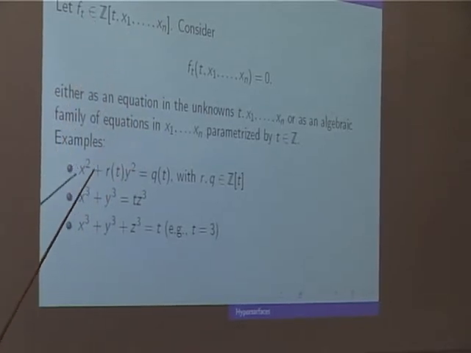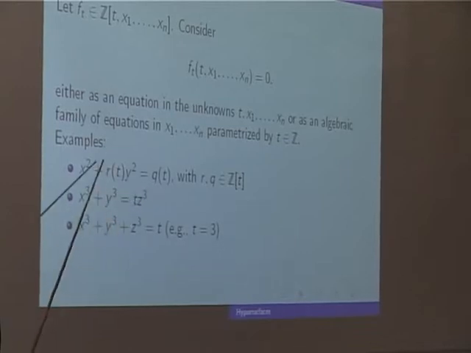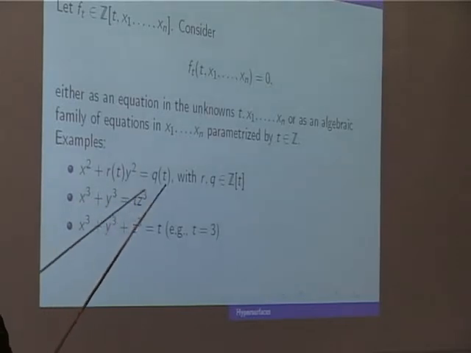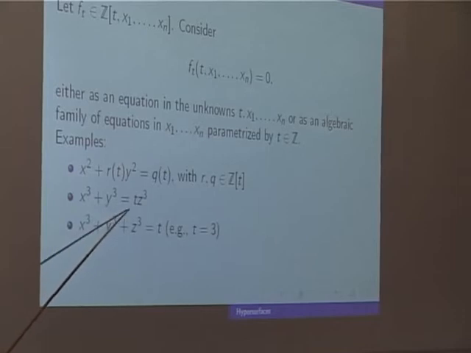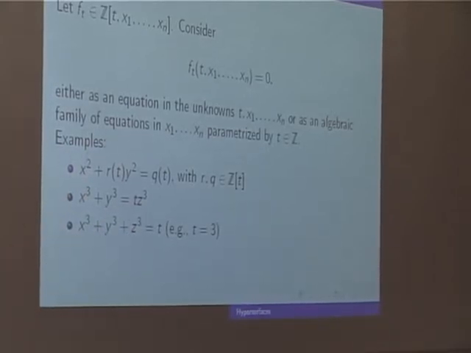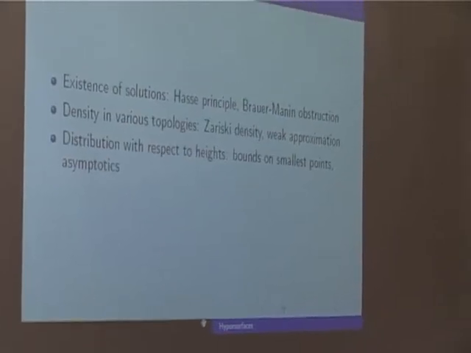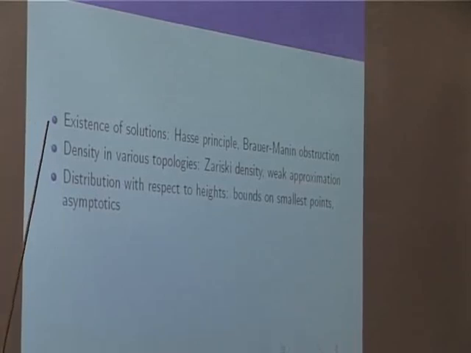And so here are the examples. Something like this is a family of equations, x squared plus y squared, something like this. Or maybe x cubed plus y cubed plus t times z cubed, something like this. So Diophantine equations are polynomial equations with integral coefficients, and we look for integral solutions. And the basic question, of course, is when do solutions exist?